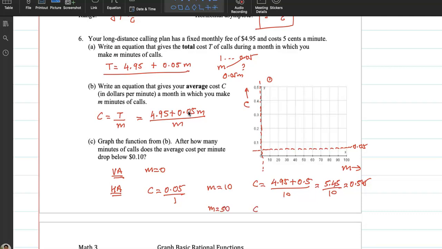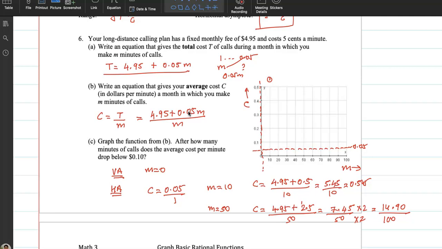So your cost would be how much? 4.95 plus 2.5, that's 2.5 upon 50. That's how much? 0.5 and 14.9, correct? 7.45 upon 50. So then how much is this now? You multiply by 2, that's 14.9 upon 100.